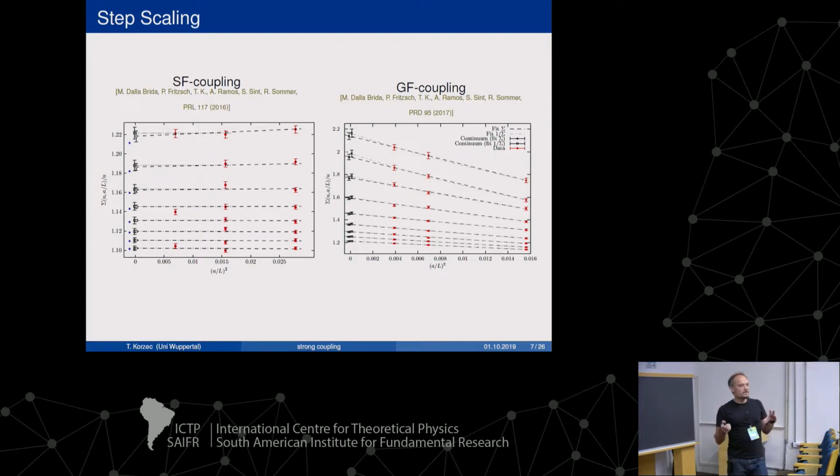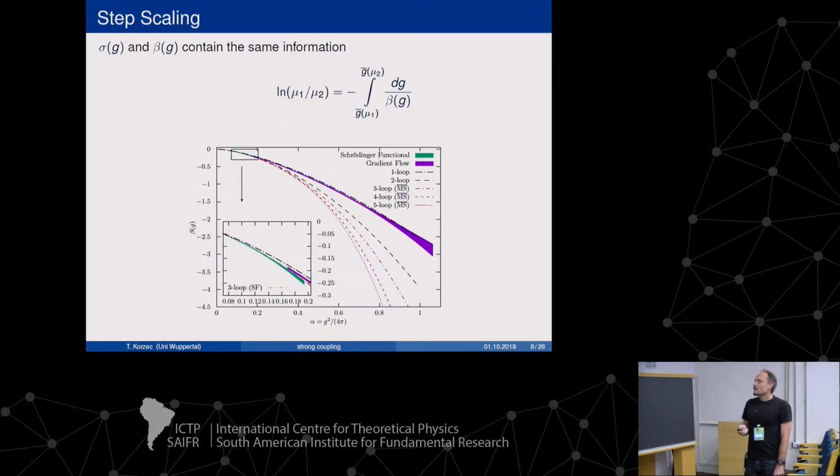You make an ansatz for the beta function and fit the parameters that you have in the ansatz to these data points. And this will then result in the main result of such a calculation, the non-perturbative beta function in this particular scheme. So this is a non-perturbative beta function in the gradient flow scheme up to very large values of the coupling.